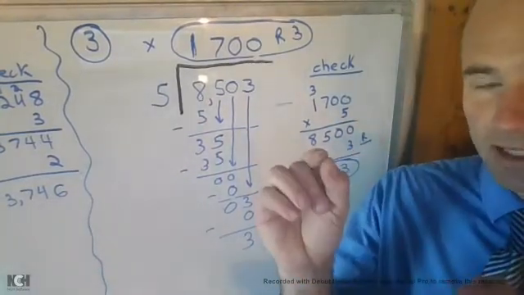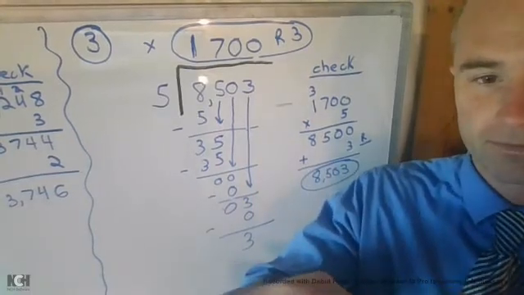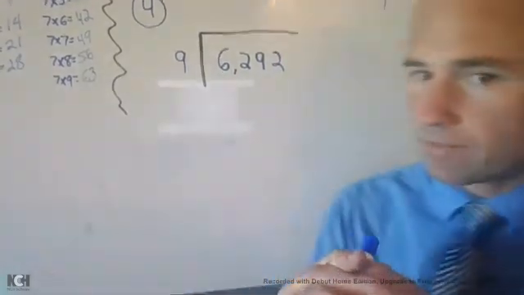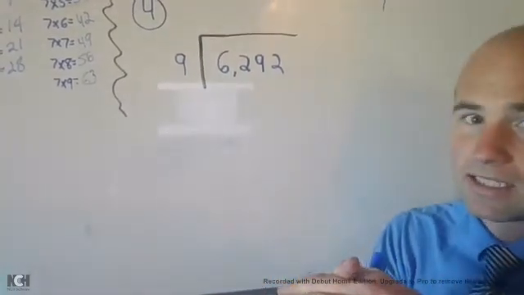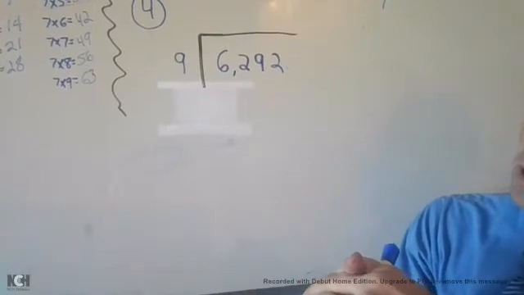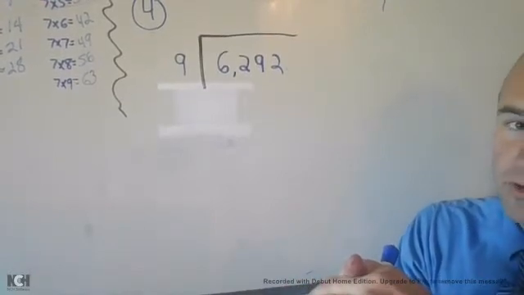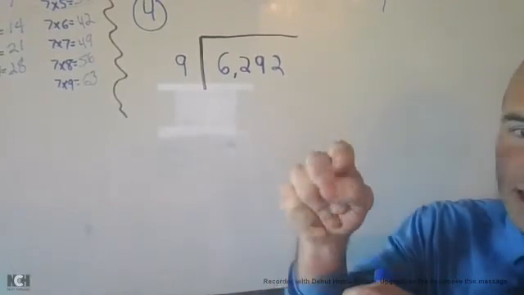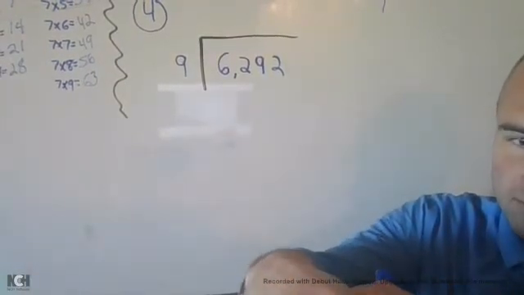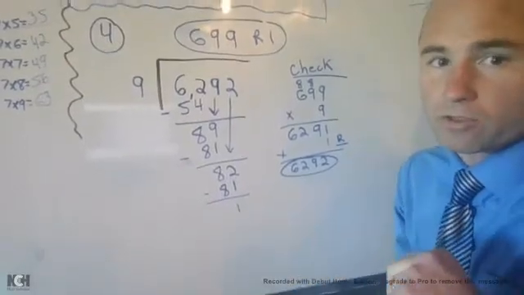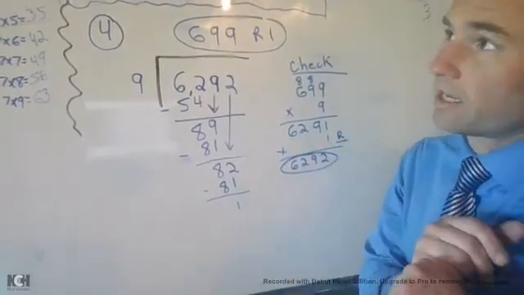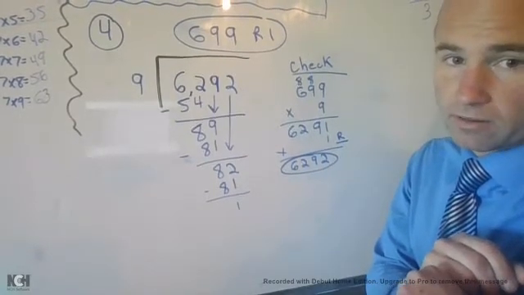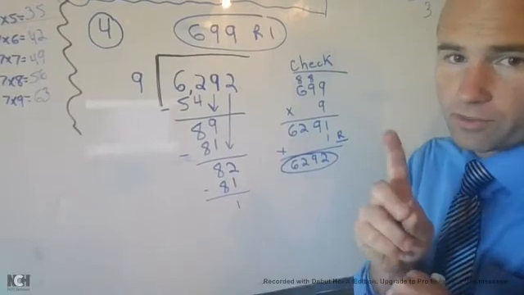Okay, this is our last one. And since this was our last one before the exit ticket, I had to make it a challenge. The 9 times tables. All right, your divisor is 9. So take 6,292 and divide it by 9. Go ahead and do that now. Okay, so your answer you should have gotten as your quotient would have been 699 remainder 1. Now I want to show you something.